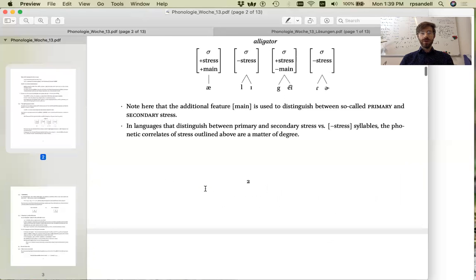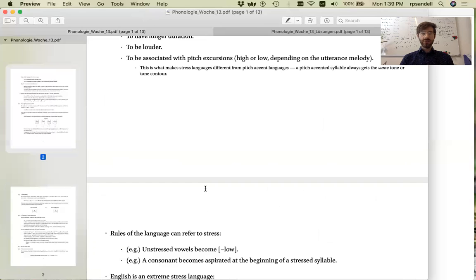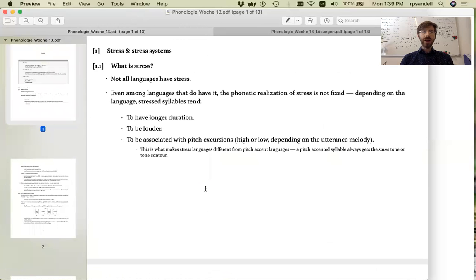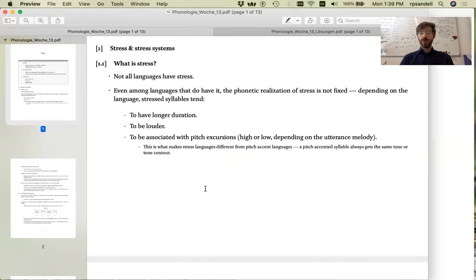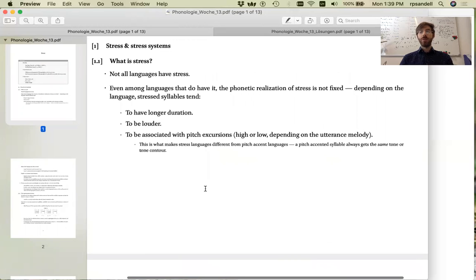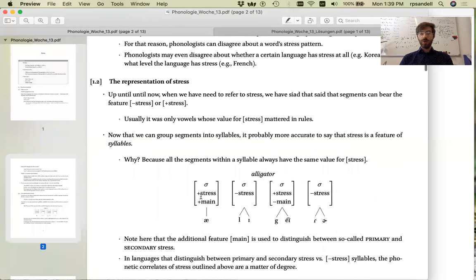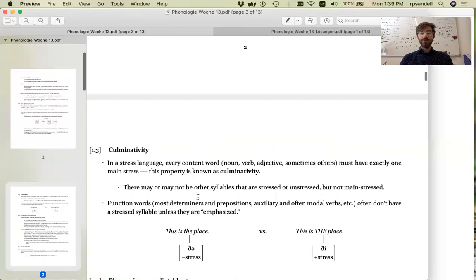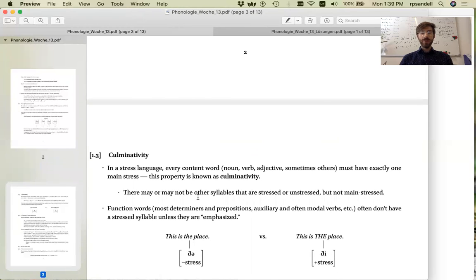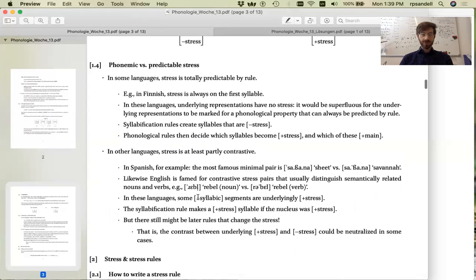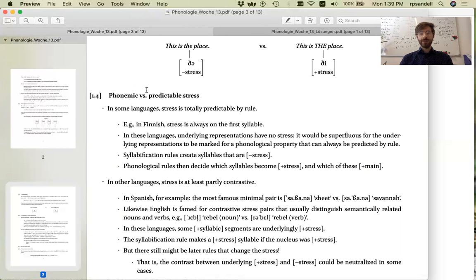Okay, now that we've quickly seen what phonetic properties are typical of stress, and we've talked briefly about how to represent stress using the features stress and main, and we've introduced the feature culminativity, we can pause briefly. Actually, let's continue for a moment. Let's finish this section on the distinction between phonemic and predictable stress before we take a break.